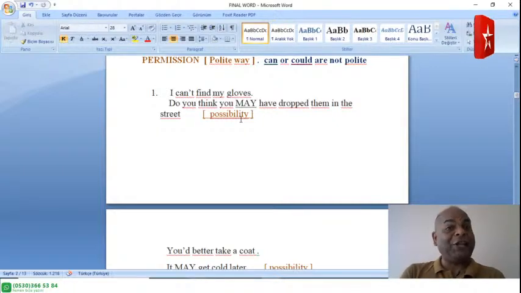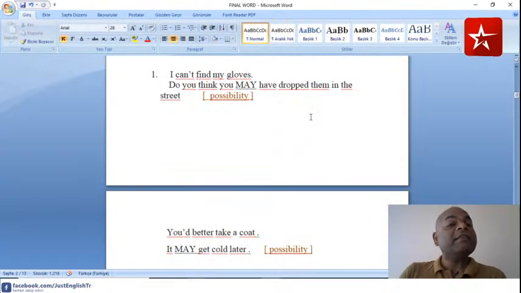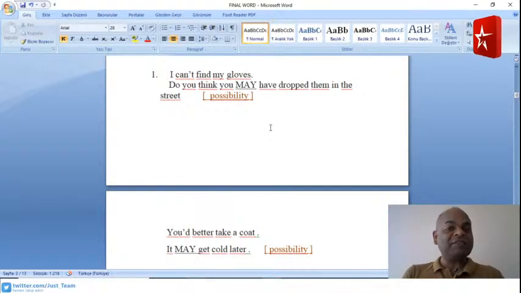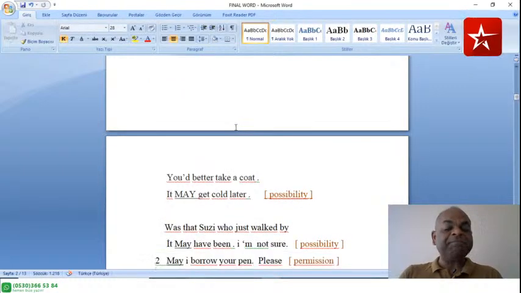So we are talking right now about the first modal, which is may. Remember, do you think you may have dropped them in the street? That is the possibility, all right? But in a very polite way, my friend is telling me, do you think you may have dropped them in the street? All right, students, that's great.